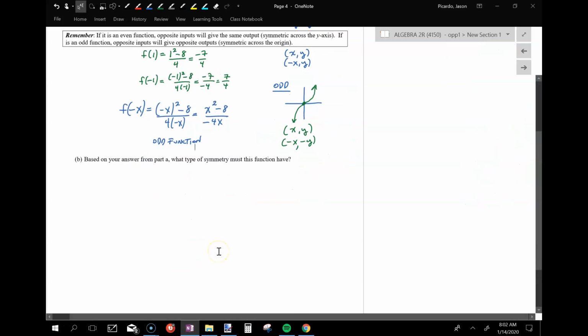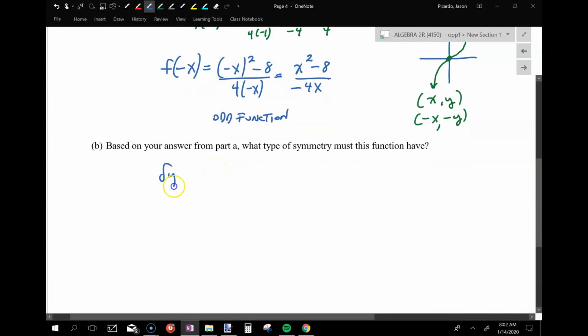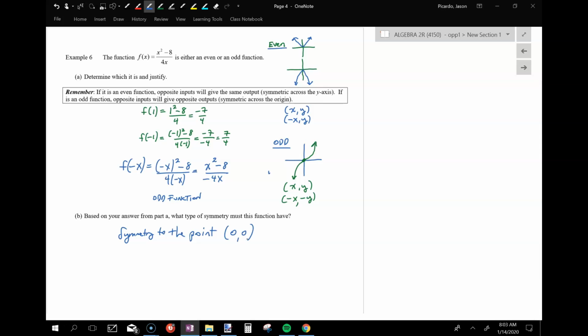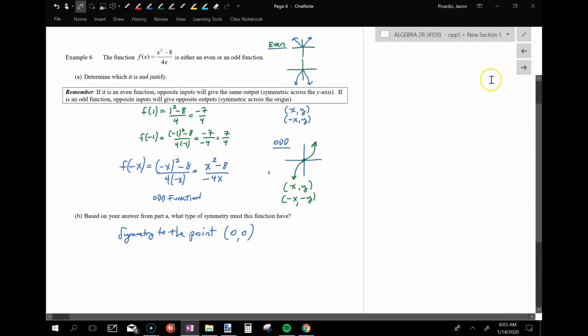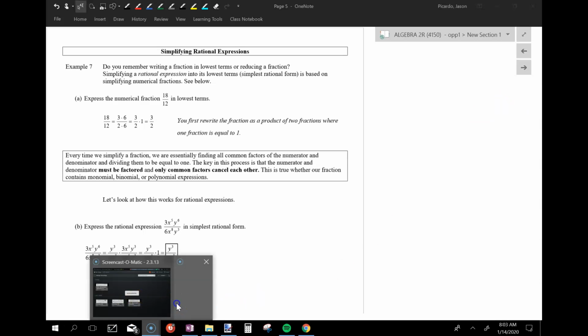Based on your answer, what type of symmetry must this have? This has symmetry to the point (0, 0). And that, my friends, is where this first lesson finishes, a little bit of review of some topics.